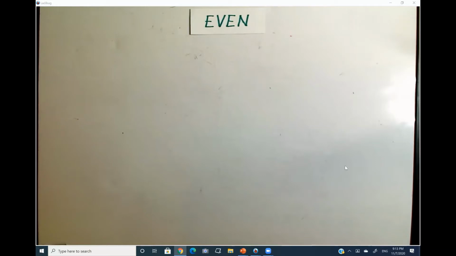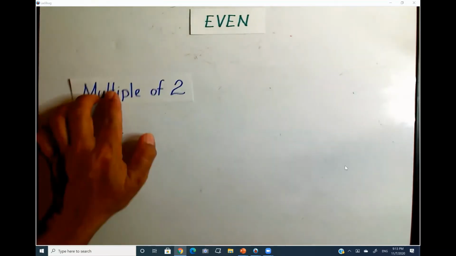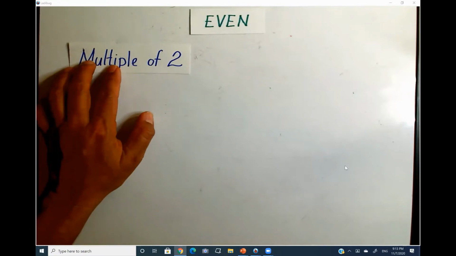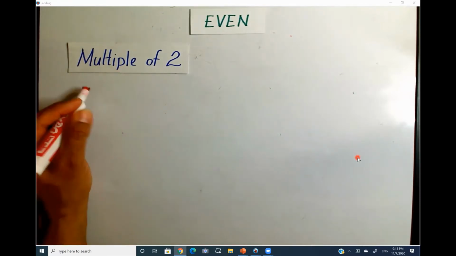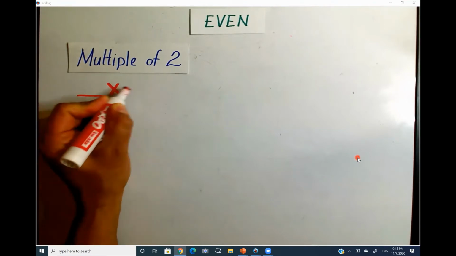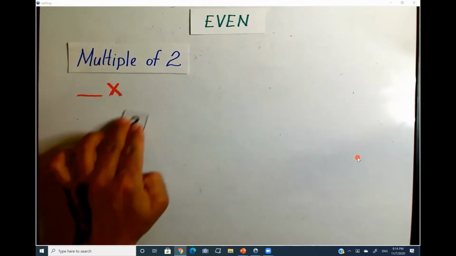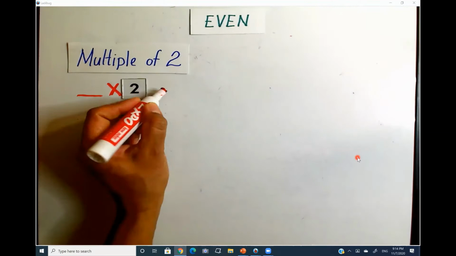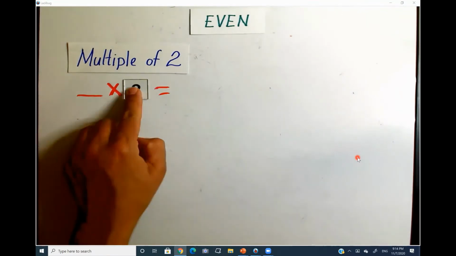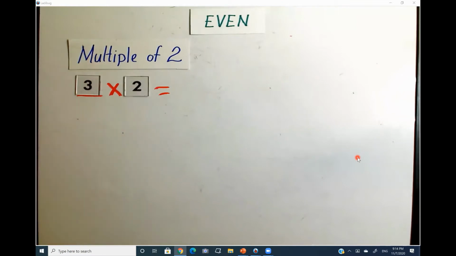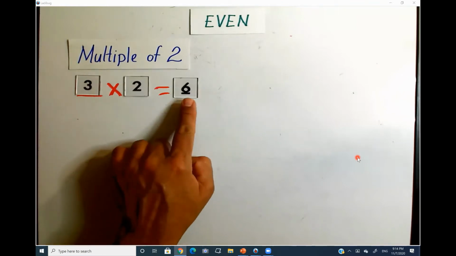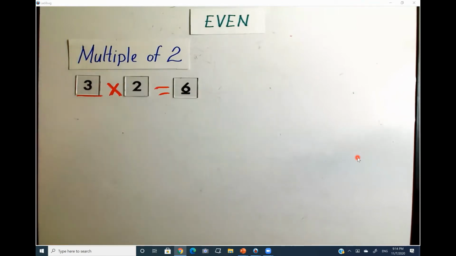What is an even number? An even number is a multiple of 2. That means that any number multiplied times 2 is going to be an even number. For example, 3 times 2 is going to be 6. 6 is going to be an even number because it's the product of a multiplication times 2.